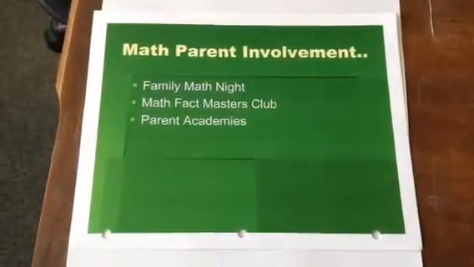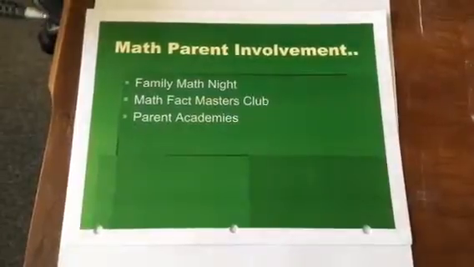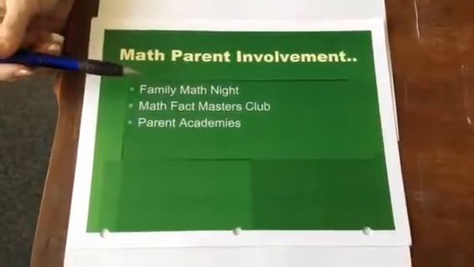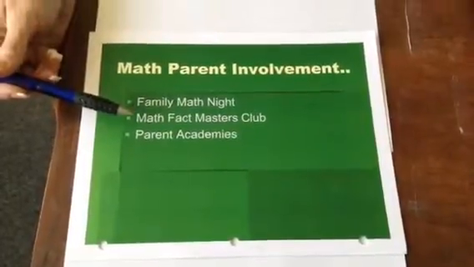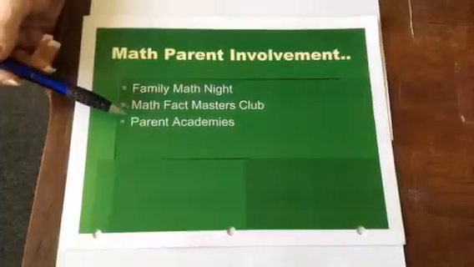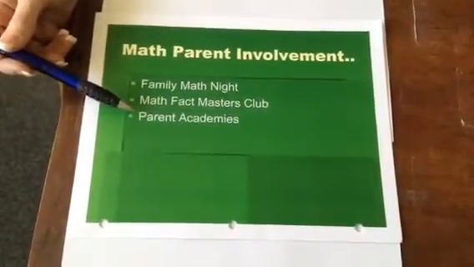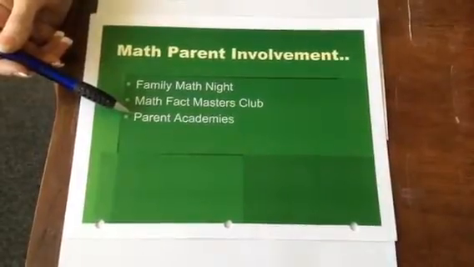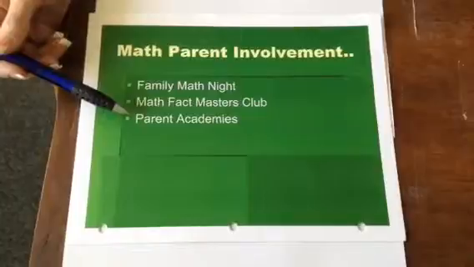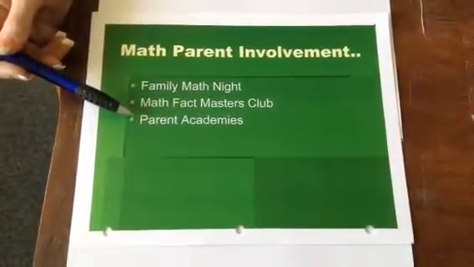Parent involvement was another area which we were able to increase, and some ways that we approached that were to have our family math nights. We did Math Fact Masters Club to help with number fluency, and also we began doing parent academies. In the parent academies, there's one held each month on various topics within our school improvement plan, and that included math, language arts, and also school climate.